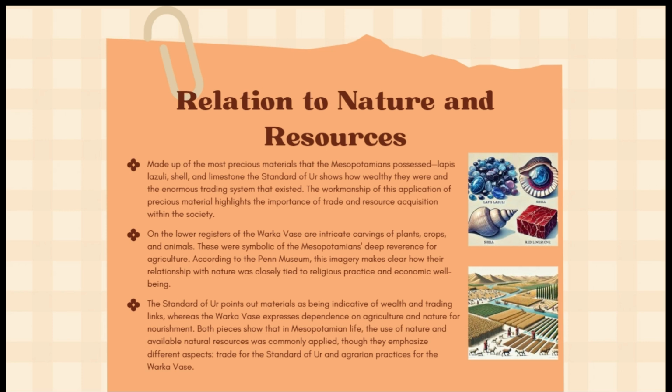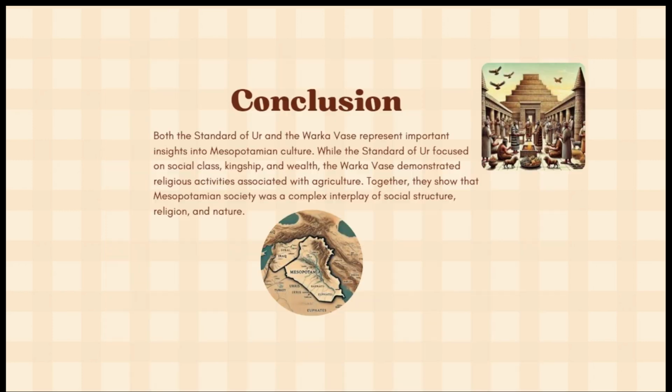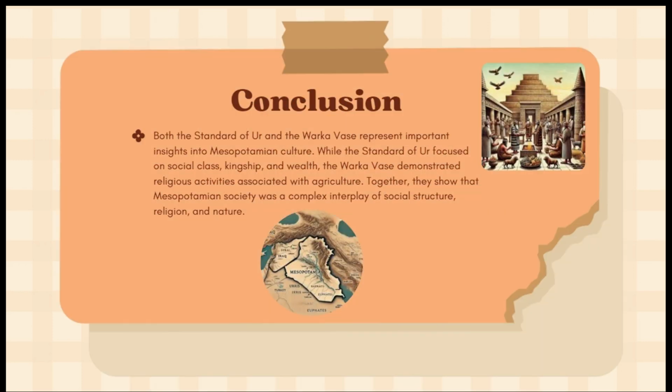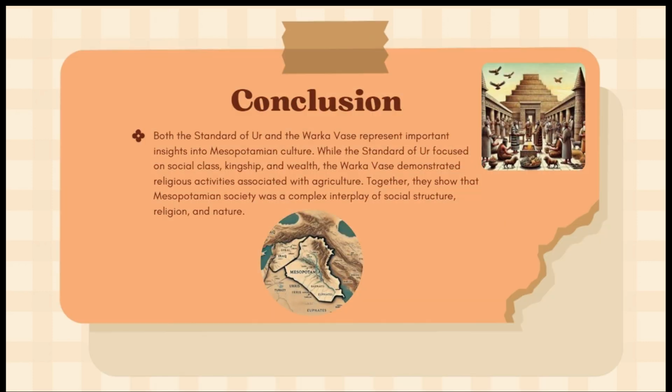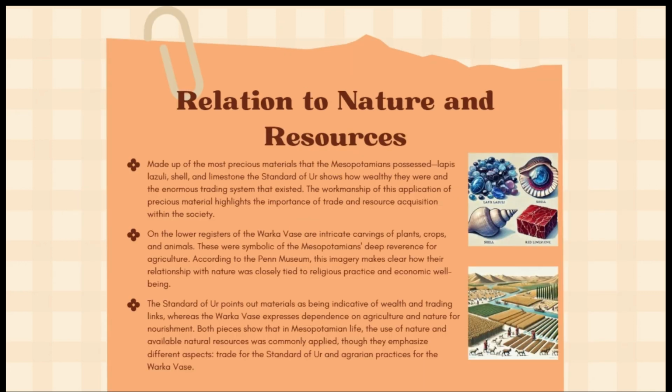On the lower registers of the Warka Vase are intricate carvings of plants, crops, and animals. These were symbolic of the Mesopotamians' deep reverence for agriculture. According to the Penn Museum, this imagery makes clear how their relationship with nature was closely tied to religious practice and economic well-being. The Standard of Ur points out materials as being indicative of wealth and trading links, whereas the Warka Vase expresses dependence on agriculture and nature for nourishment.